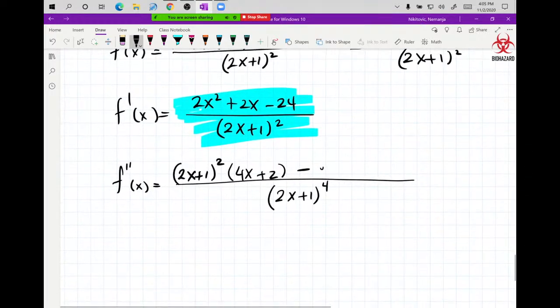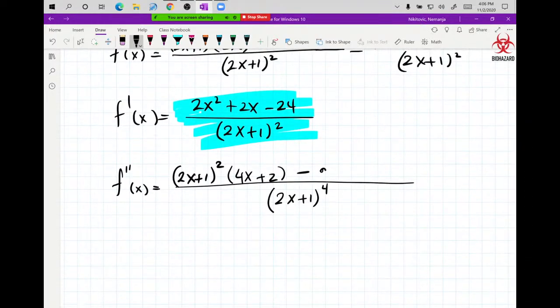copy the top, which is 2x squared plus 2x minus 24, times the derivative of the bottom, which is 2x plus 1 to the negative 3, no, that's it. I have 2 jump down, then I do these calculations, that one, and then times 2. There we go.